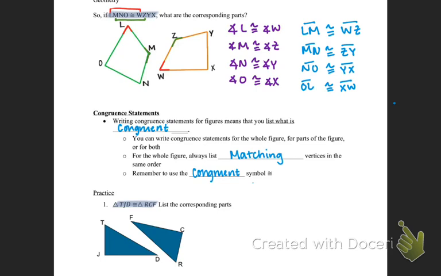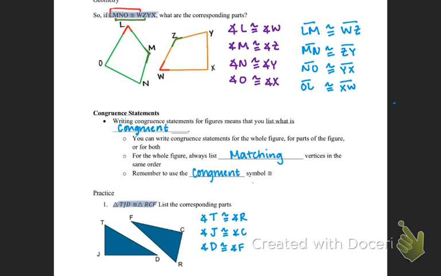So if I start with my angles, angle T has to be congruent to angle R because they're both first in the name. Angle J has to be congruent to angle C because they're both second in the name. And then angle D has to be congruent to angle F because they're both last in their names. And that does actually match up with what the picture looks like. Okay, but we trust names over pictures.